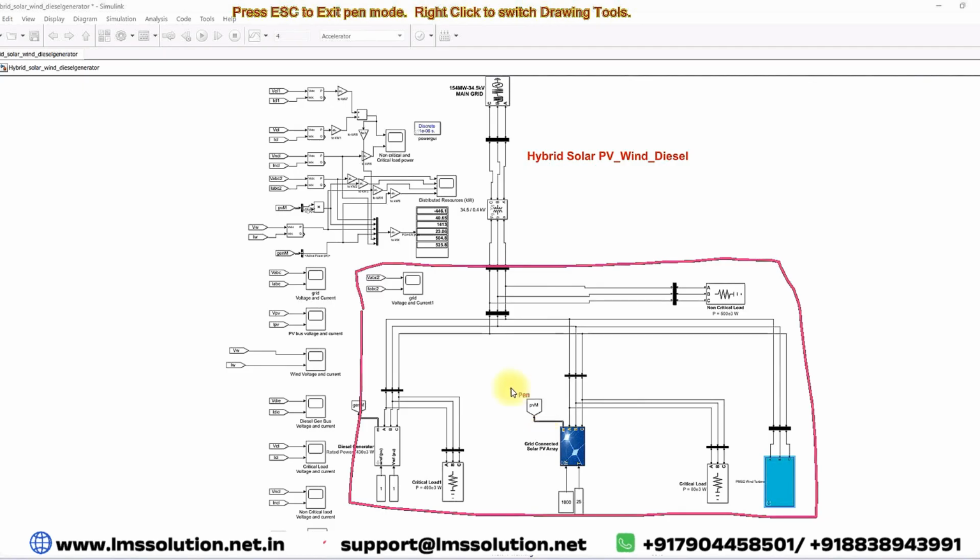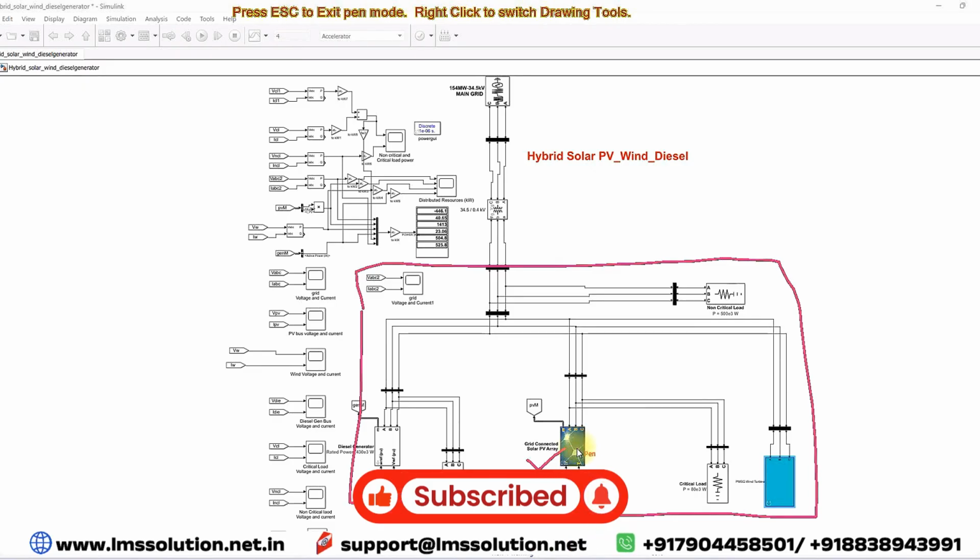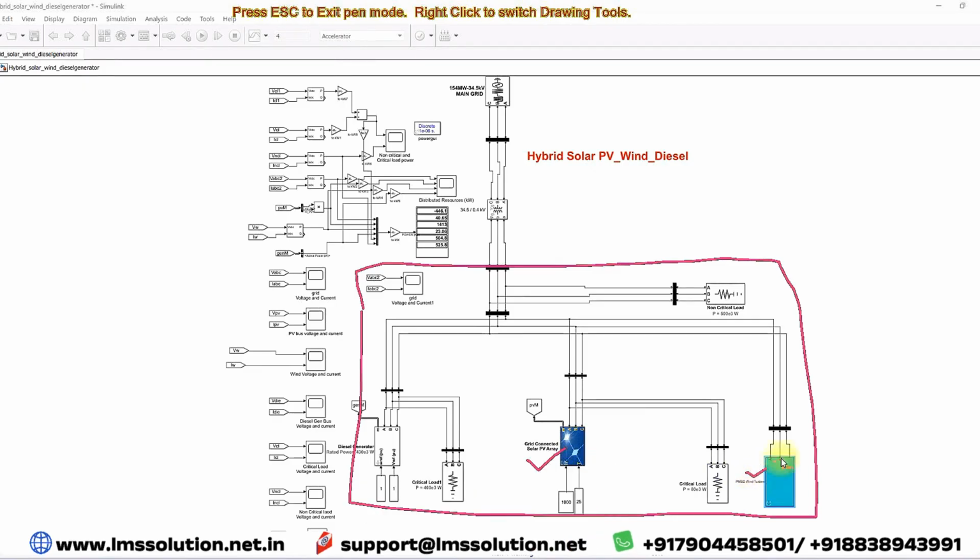The hybrid system consists of a PV panel array with the corresponding inverter control, and here we have a wind generator along with the wind turbine. Here we are using a PMSG wind generator, and here we have a diesel generator. The microgrid system also has critical loads, two critical loads and one non-critical load.